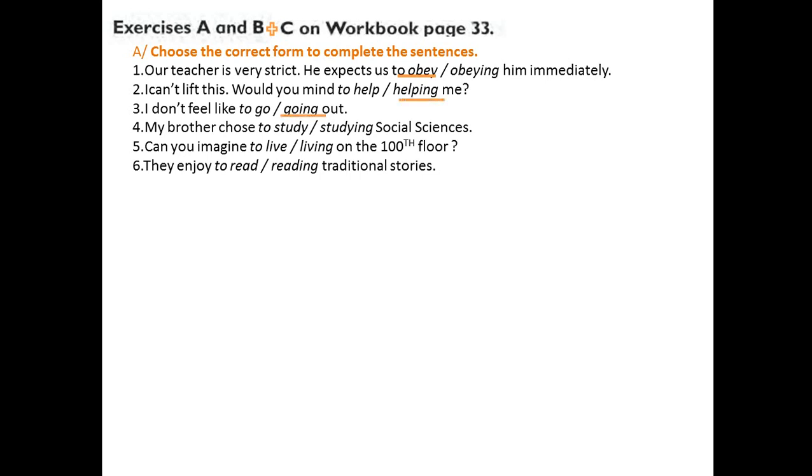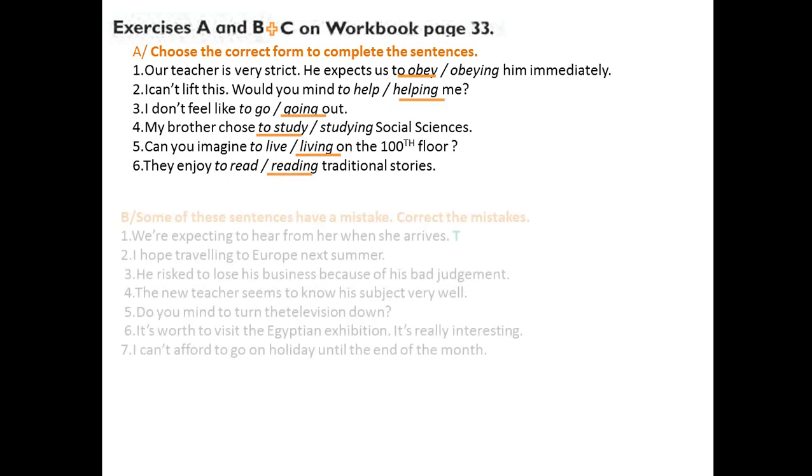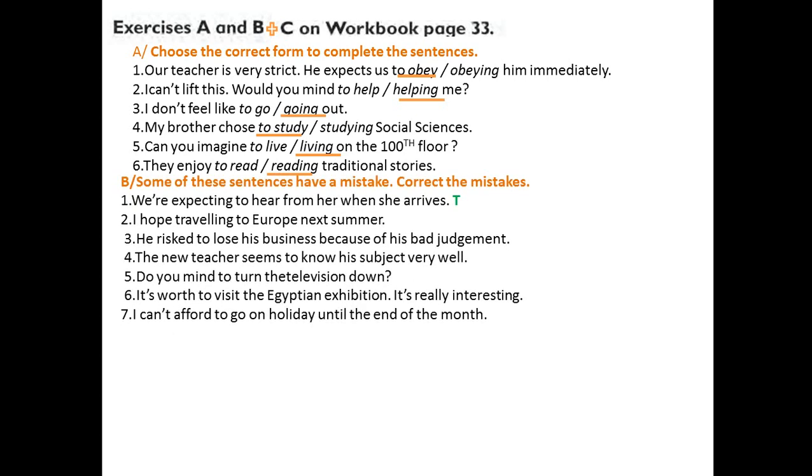Let's see the correct answers, and try to practice. Section B: some of these sentences have a mistake. Correct the mistakes. Number 1: We are expecting to hear from her when she arrives. The sentence is true. Number 2: I hope traveling to Europe next summer.